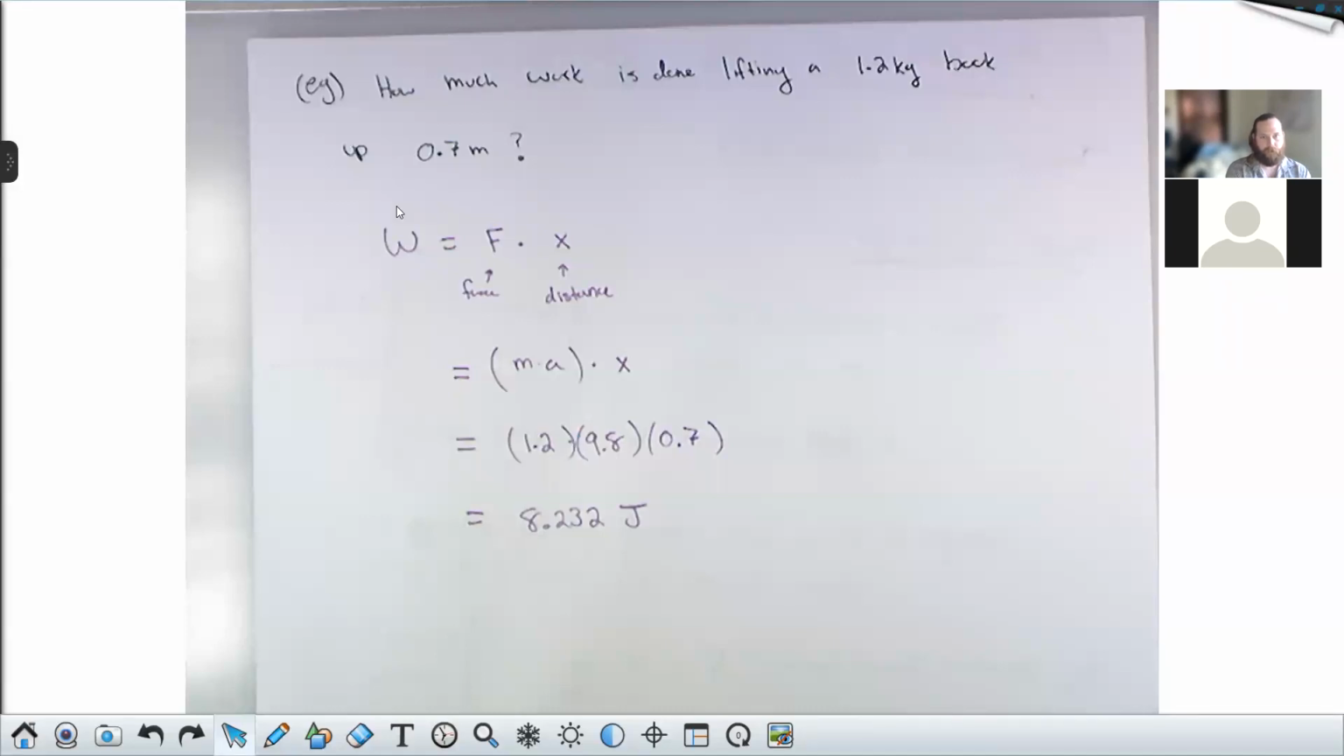All right. Like I said, it kind of feels like middle school physics, right? You're just multiplying a couple numbers. Notice something that's not mentioned here: how long I took to lift the book.